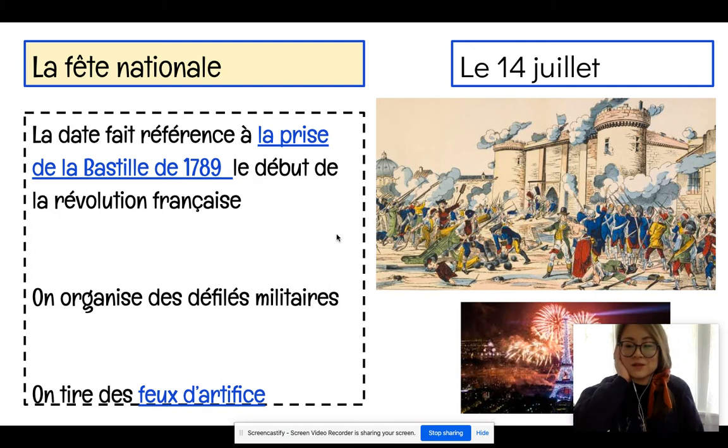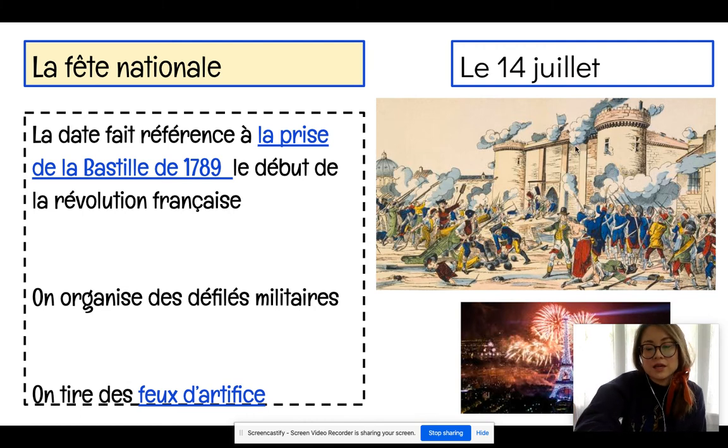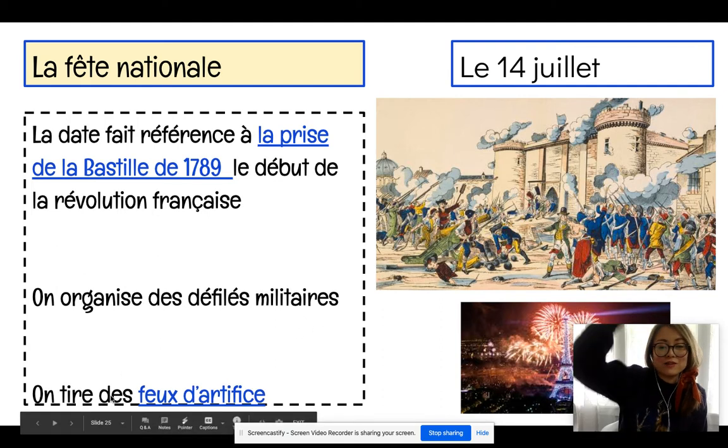So we're going to do some activities with this later on, but la Révolution française, bien sûr, the French Revolution, la prise de la Bastille, the storming of the Bastille, qui était une prison. This was a prison at the time. Ça n'existe pas maintenant. On organise des défilés militaires, so there's big parades all around. On tire des feux d'artifice.